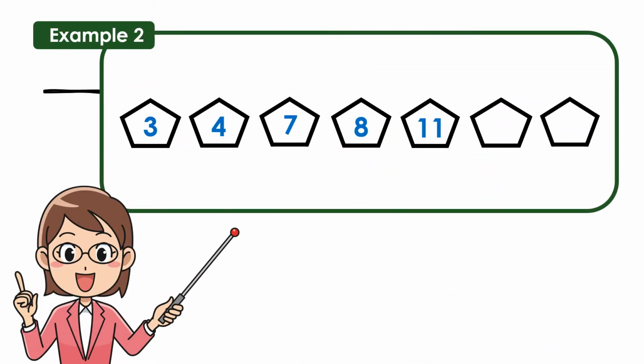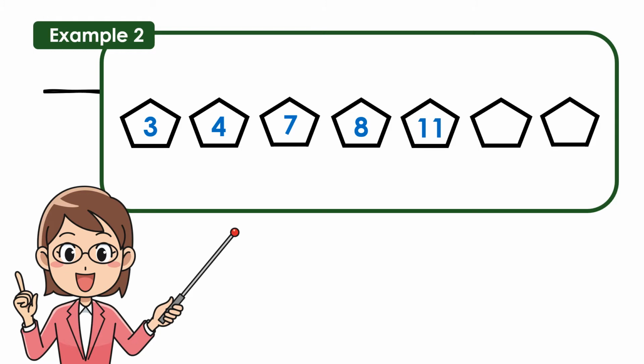Example 2. Observe the given numbers. We have 3, 4, 7, 8, 11, and 2 unknowns here. Again, we have 3, 4, 7, 8, 11, and 2 unknowns here. What will be your pattern? Any guess? Let us get our hands dirty.